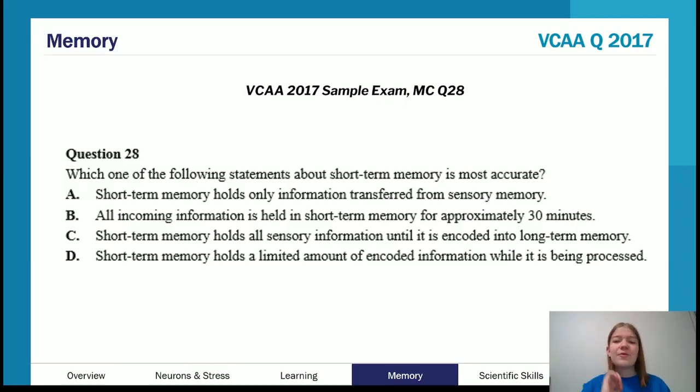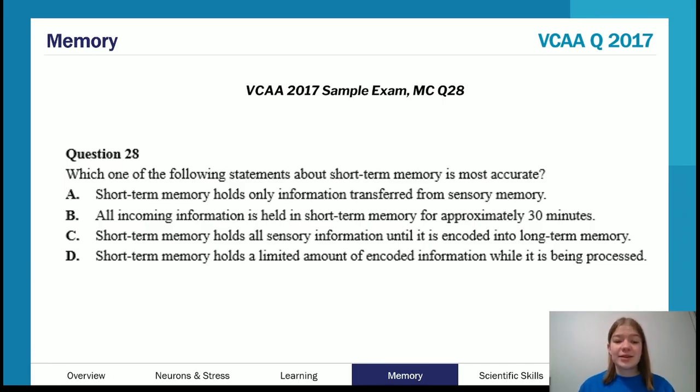Right, we have a VCAA question here from the 2017 sample exam, and we're asked which of the following statements about short-term memory is the most accurate. Short-term memory holds only information transferred from sensory memory. All incoming information is held in short-term memory for approximately 30 minutes. Short-term memory holds all sensory information until it's encoded into long-term memory. Or short-term memory holds a limited amount of encoded information while it is being processed.